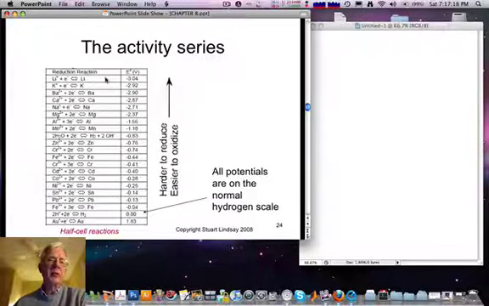So for example, lithium metal would spontaneously donate an electron to any of the metals below it in this activity series. These potentials are all for what is called half-cell reactions, of course, because they are relative to this reaction down here.